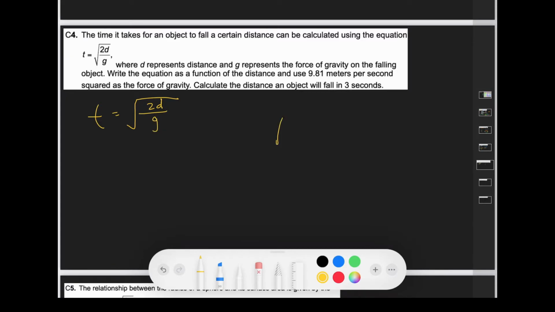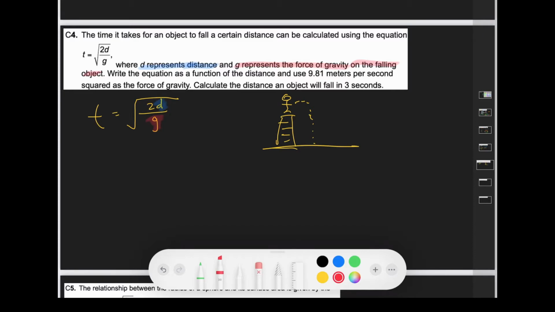So let's pretend you're on some ladder here, and you're dropping something, and it's going to hit the floor. Okay, so it tells us d represents the distance, and g represents the force of gravity on a falling object. Write the equation as a function of the distance.